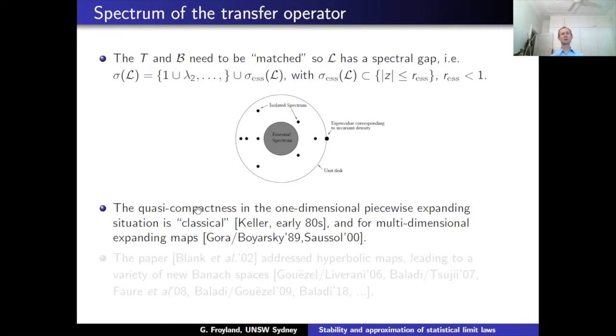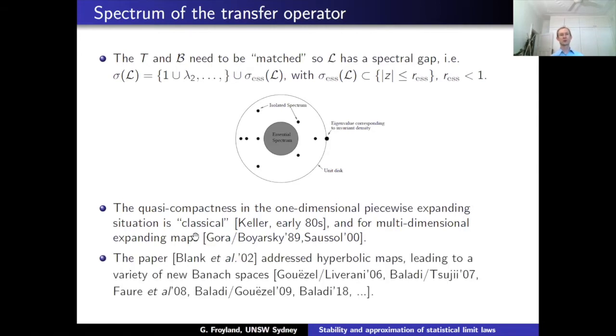So the fact that your transfer operator is quasi-compact in the 1D expanding case, that is, I guess, what I'd call by now classical, due to Keller in the early 80s. And a decade or so later, this quasi-compactness was shown for multi-D expanding maps. And then we had to wait quite a while to get to the Anosov case. But this was the first paper, Blank, Keller, Liverani, who finally built a Banach space for hyperbolic maps. And since then, people have got super interested in this again, and there's a whole suite of different exotic spaces that work for different types of hyperbolic maps.